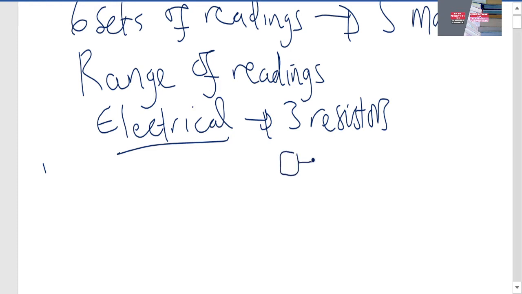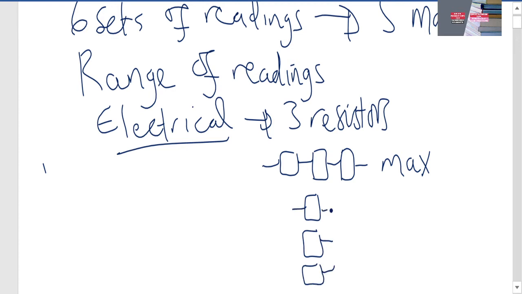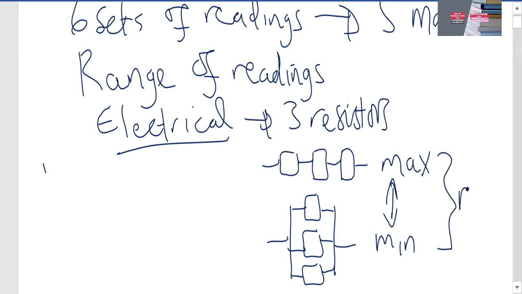When you have 3 resistors in series, you have the maximum value of resistance, which would mean the minimum value of current flowing in your circuit. And then the smallest possible resistance is when you have the 3 resistors in parallel to each other. Once you've done that, you now have values in between. So make sure that you have the minimum and the maximum. The difference between these will then give you the range mark.